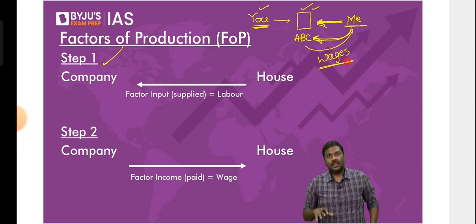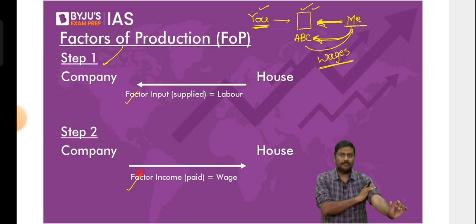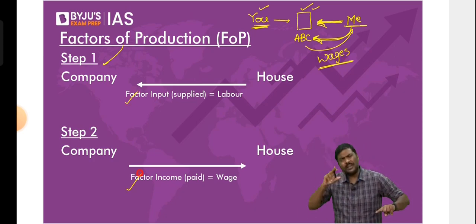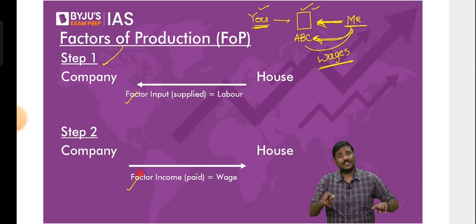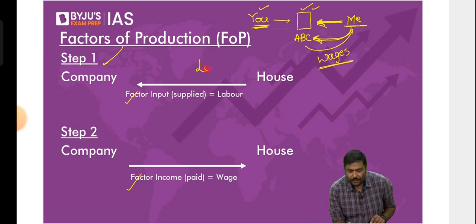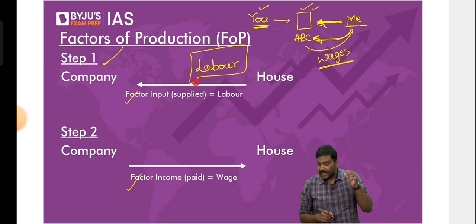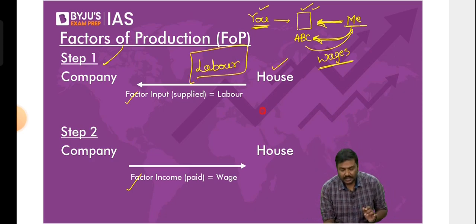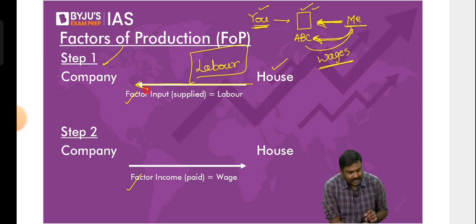What is the idea I'm discussing here? There is this idea of factor input and factor income. Please make a note of both of them, because this we will keep on using for today's class, tomorrow's class, as well as day after tomorrow's class. Don't get confused here. Labor is a factor input. Any doubt? Let me know. Labor is a factor input. That is, here is a house. The house will supply labor to the company. This is nothing but a factor input.